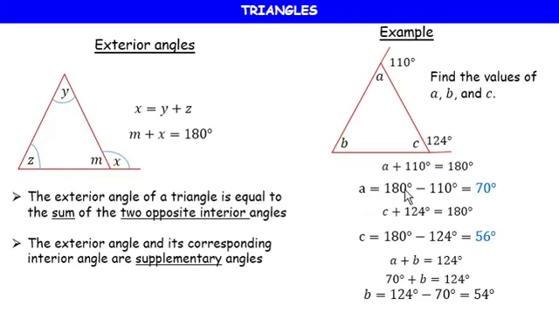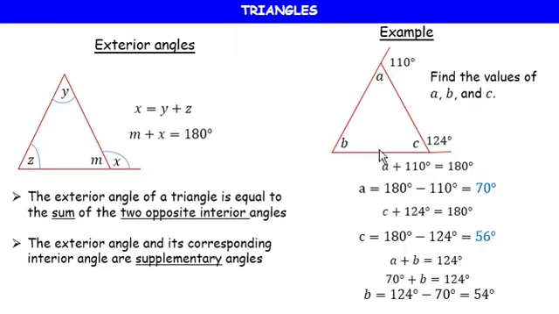So A is equal to 180 degrees minus 110 degrees, and that gives us 70 degrees. So that is for A. Now let's come to C. To find C, we say C plus 124 degrees must be equal to 180 degrees, right? Because they are on a straight line. So interior plus its exterior must be equal to 180 degrees. So C is equal to 180 degrees minus 124 degrees, and that gives us 56 degrees.